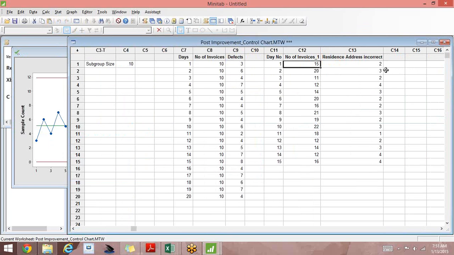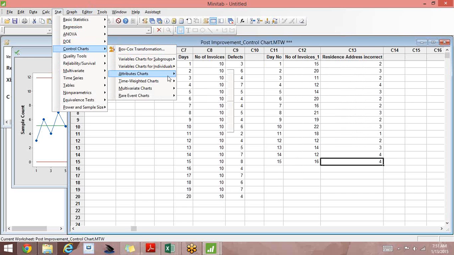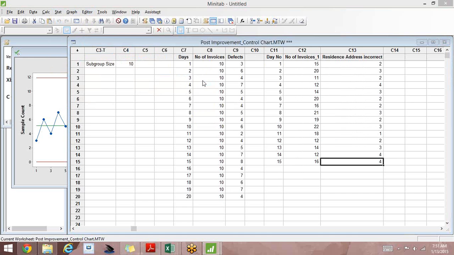And is a sample size fixed or variable? If I see first time I've checked 15 invoices, next 20, next 11, 12, 14, 20, it's variable. It's not fixed. Here it is fixed, 10 continuously. Here the sample size is varying. If the sample size is varying and if we are dealing with defectives, then we do P chart. Then we go ahead with P chart. So let me go to the attribute chart and P chart.